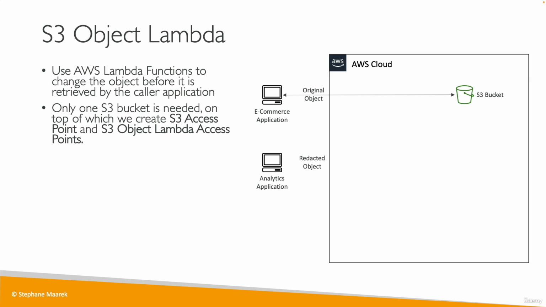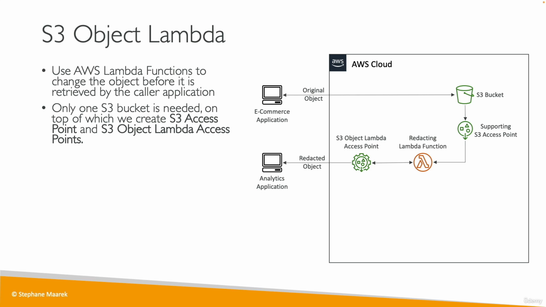And so instead of creating a new S3 bucket for this, what we can do is create an S3 access point on top of our S3 bucket, and it's connected to a Lambda function. Now, we haven't seen Lambda in depth, but a Lambda function allows you to run a bit of code in the cloud very easily. And so this Lambda function is going to redact the object as it is being retrieved. And on top of this Lambda function, we're going to create an S3 Object Lambda access point, and this is how the analytics application is going to access our S3 buckets.